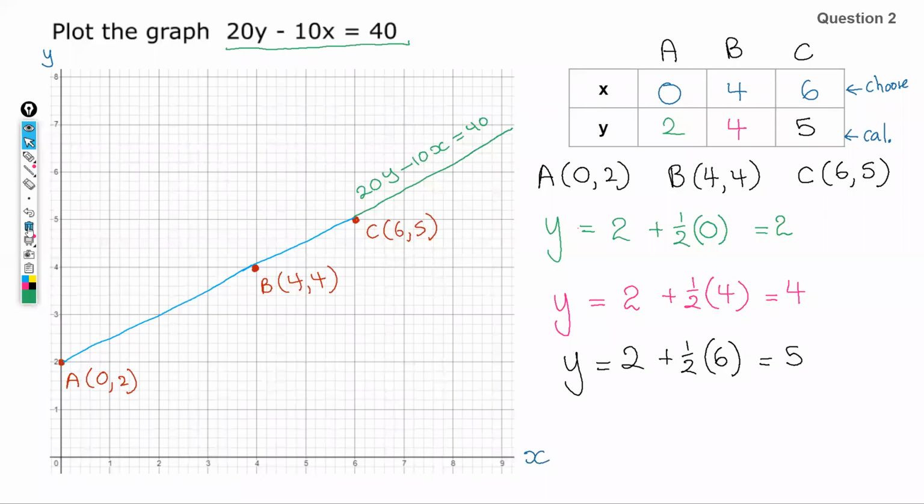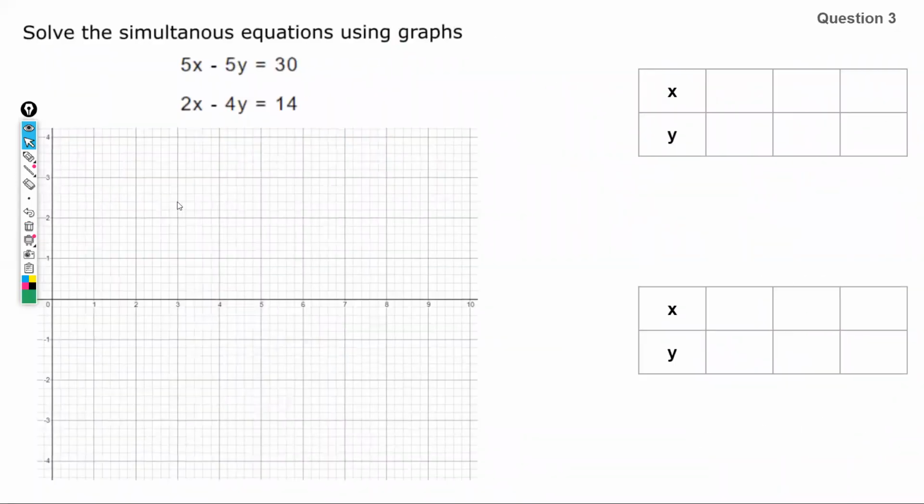All right, so let's move on. Everyone should have a better idea now of how to go about drawing the graphs. How many of you have done something called simultaneous equations? And in school, they ask you to solve simultaneous equations. Let me hear from the class here.